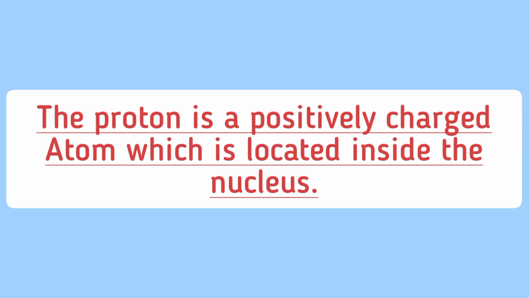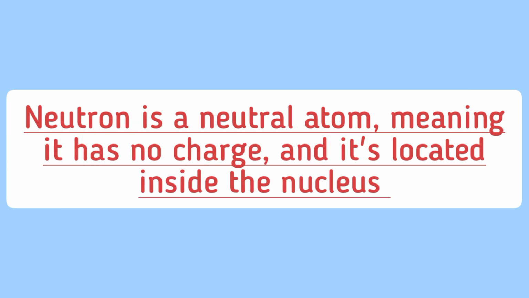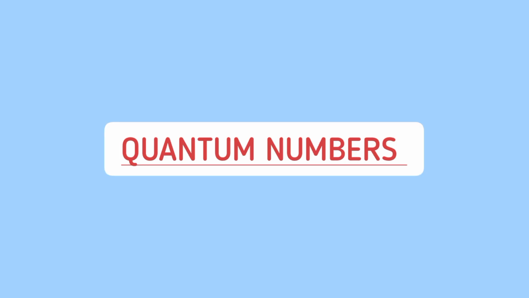The proton is a positively charged particle which is located inside the nucleus. The electron is a negatively charged particle which is located outside the nucleus, while the neutron is a neutral particle, meaning it has no charge and is located inside the nucleus.